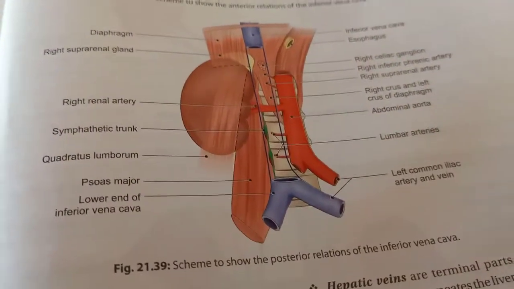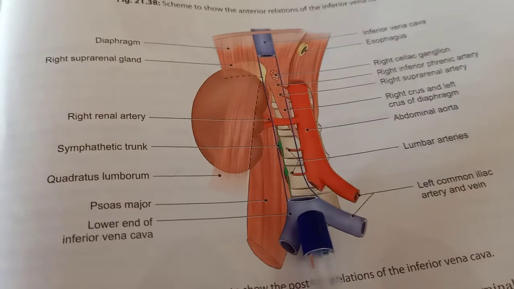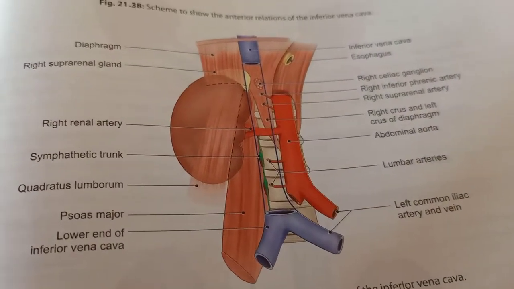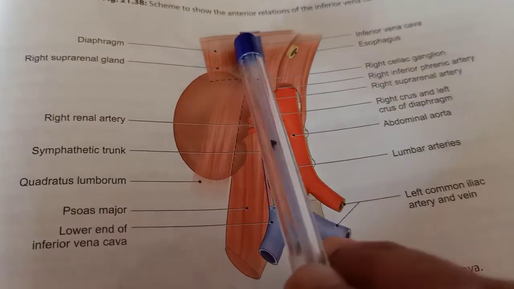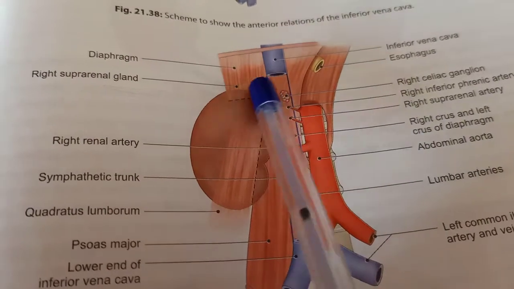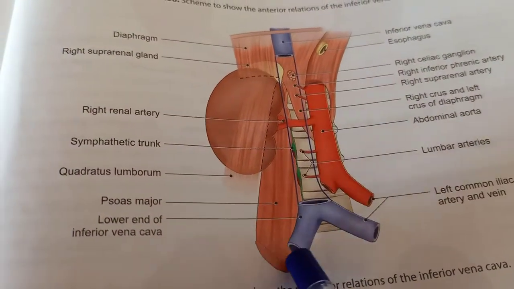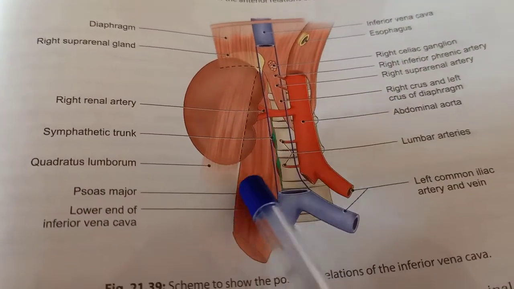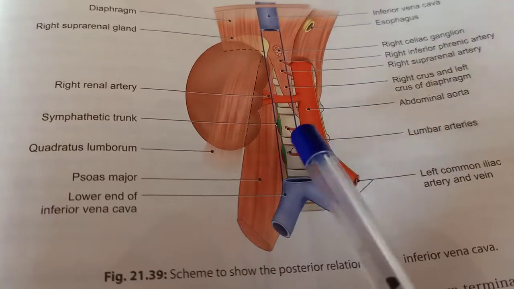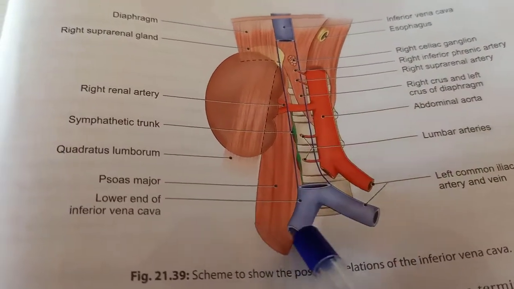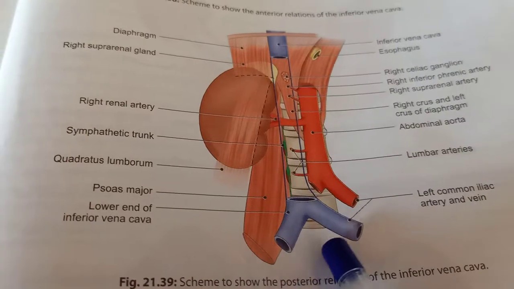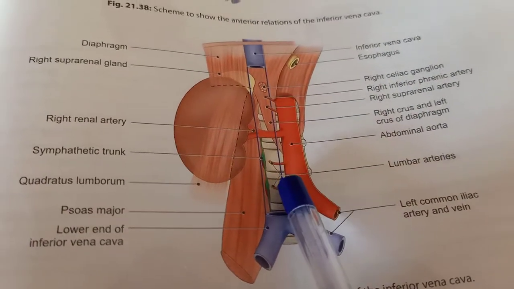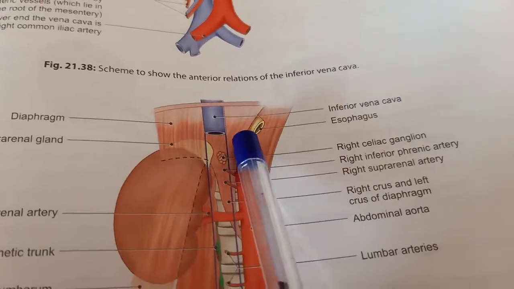Now we'll go to the posterior relations of the IVC. Superiorly it is related to the right crus of the diaphragm, and the lower part of the IVC is embedded in the lower vertebrae L3, L4 and L5. It is related to the lumbar vertebrae in the lower part.